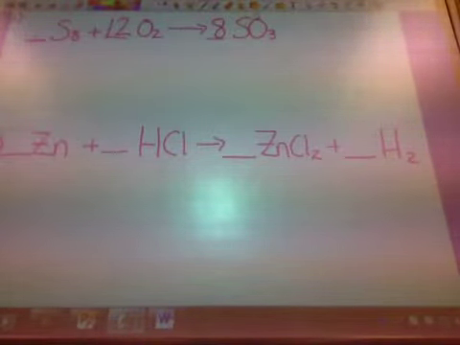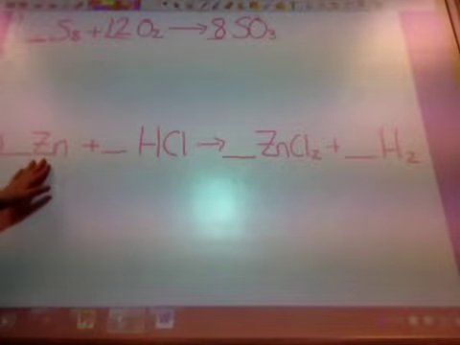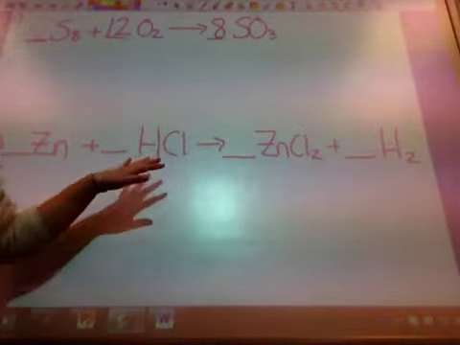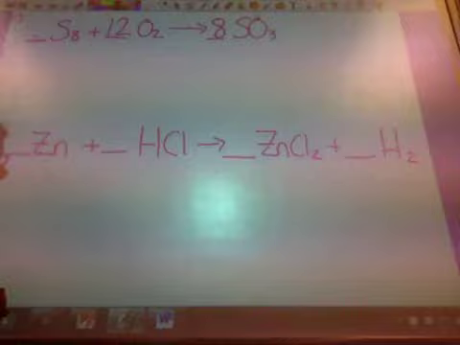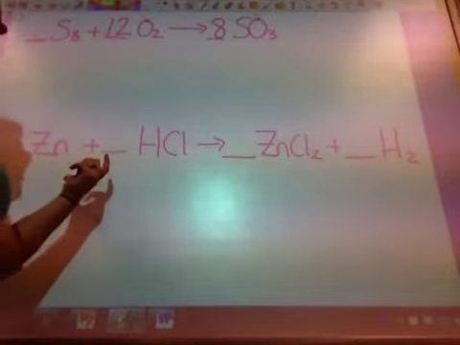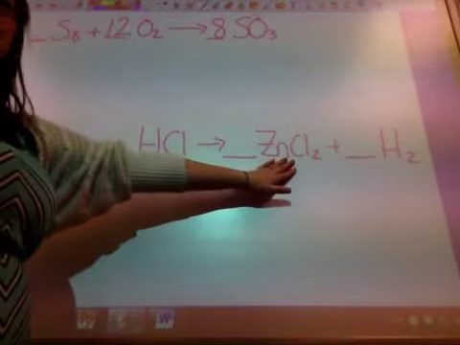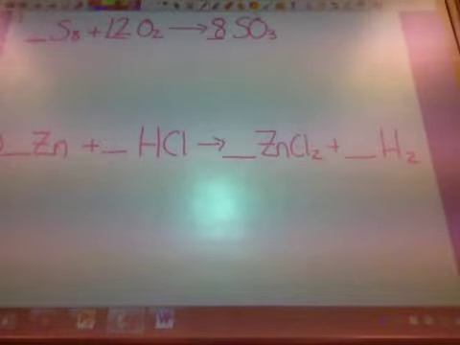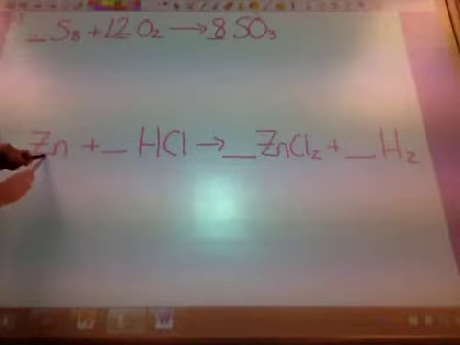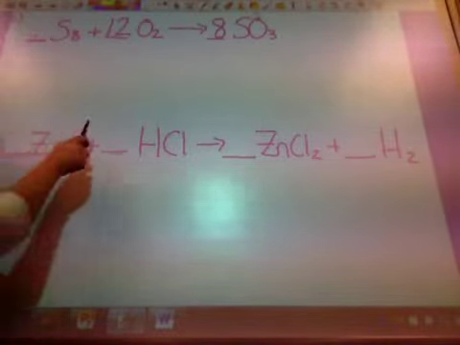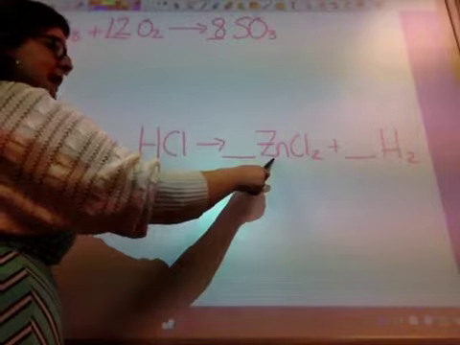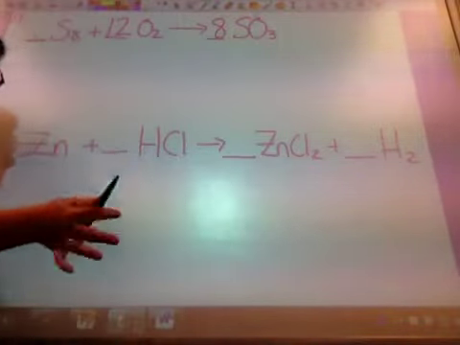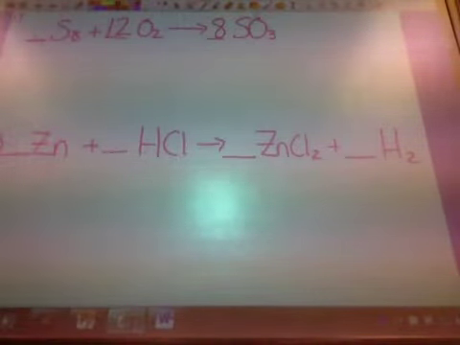Let's move on to the second one here. I have zinc plus hydrogen chloride, or we could call that hydrochloric acid. Those two are going to react to produce zinc chloride and hydrogen. So first of all, let's check our zincs. I have 1 zinc on the reactant side. How many do I have on the product side? Only 1. So zincs are balanced right now. I don't have to do anything to those.